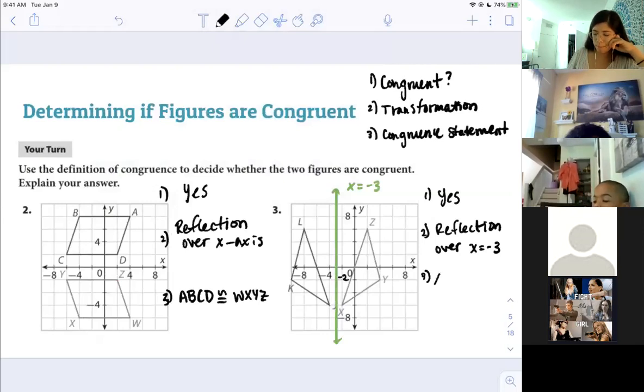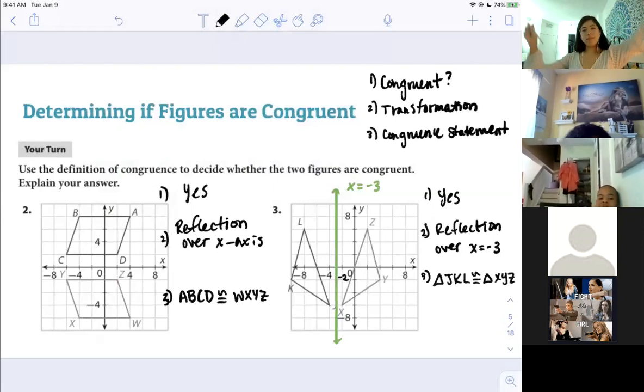Triangle JKL is congruent to triangle XYZ. Good job. Nice job, Tyrone. Killing it today. I love that.